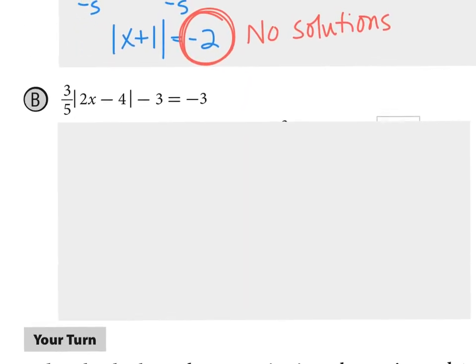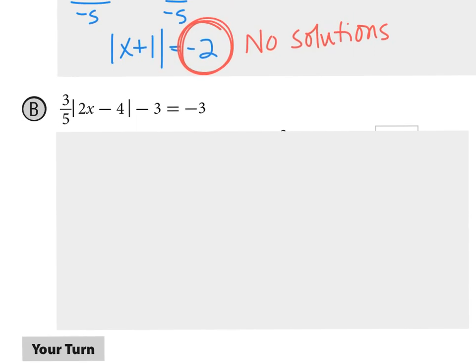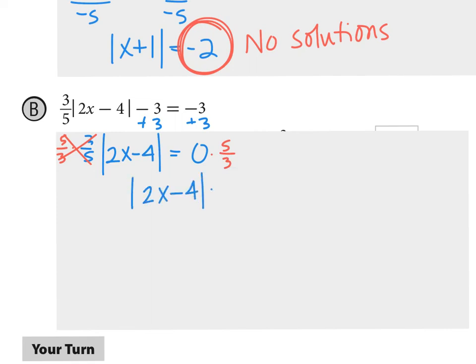Example B here, let's go ahead and try to get rid of any visitors. So we're going to add 3 to both sides. That's going to give me 3/5 times the absolute value of 2x minus 4 equals 0. And then I need to get rid of that 3/5. And we can either divide by 3/5 or multiply by 5 over 3. You know that's going to cancel over here, multiply by 5 over 3. And when I do that, 0 times 5 over 3 is still just 0. So the absolute value of 2x minus 4 equals 0.